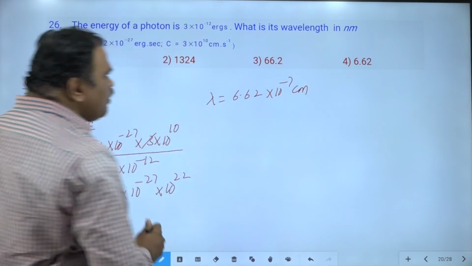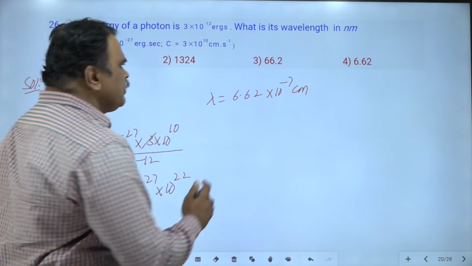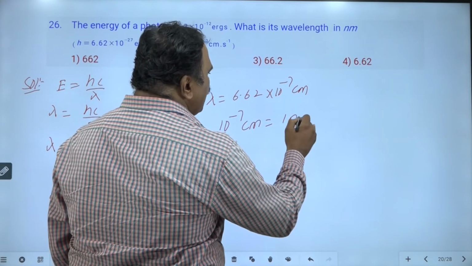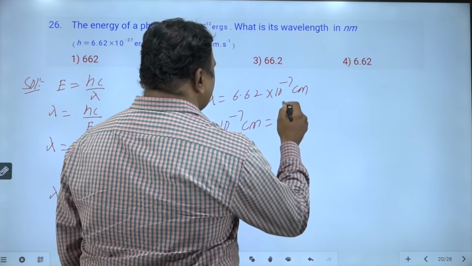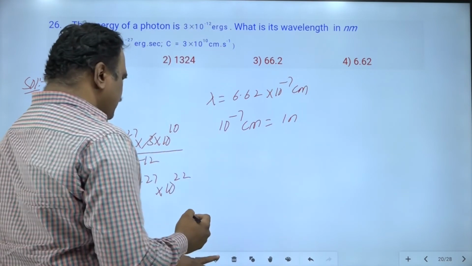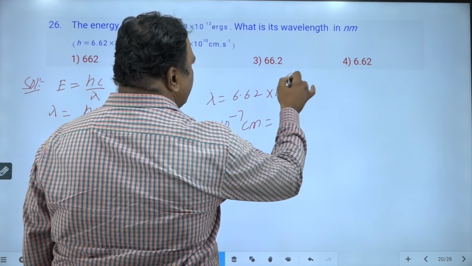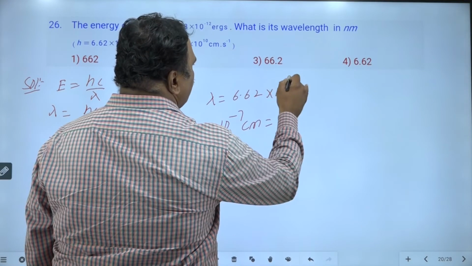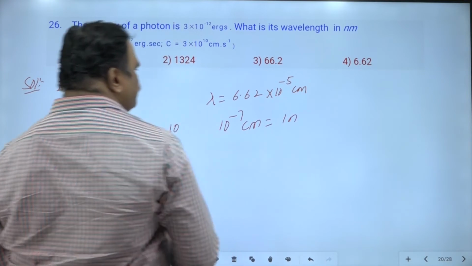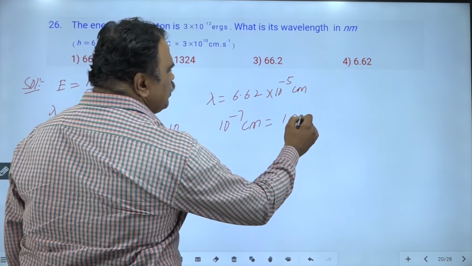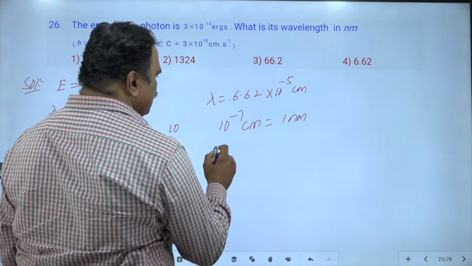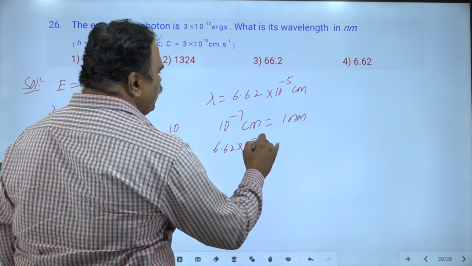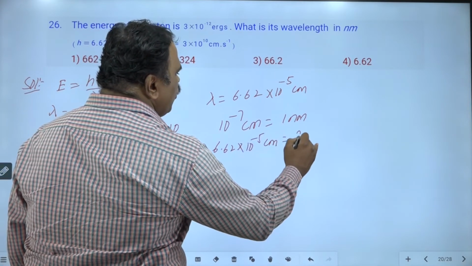Now lambda is equal to 6.62 into 10 power minus 27 plus 22, which means 10 power minus 5 centimeter. We have to find the wavelength in nanometers. 10 power minus 7 centimeter is equal to 1 nanometer. So 6.62 into 10 power minus 5 centimeter is equal to how many nanometers?